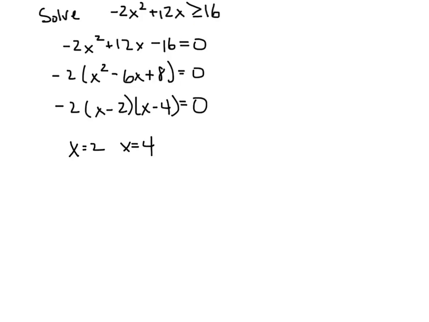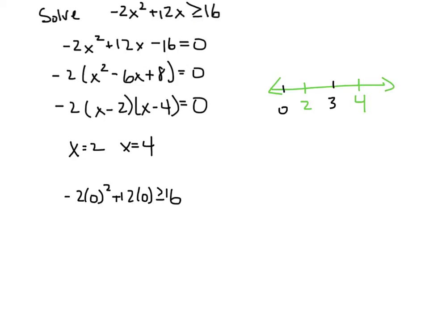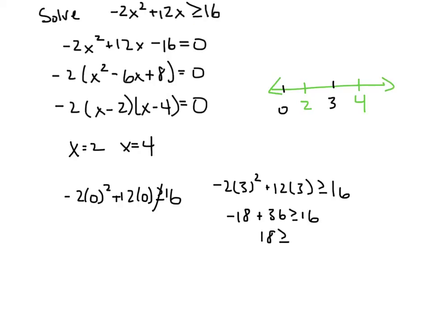Again, these are my critical values, so they get plotted on the number line. 2, 4. Now, I have to find test points, so I'm going to test 0 and 3 and look for things that are true. So negative 2 times 0 squared plus 12 times 0 is greater than or equal to 16. And this is all just 0 is greater than or equal to 16. That's not true. For 3, I can say, okay, negative 2 times 3 squared plus 12 times 3 is greater than or equal to 16. So I have negative 18 plus 36 is greater than or equal to 16. This is 18 is greater than or equal to 16. This is true.